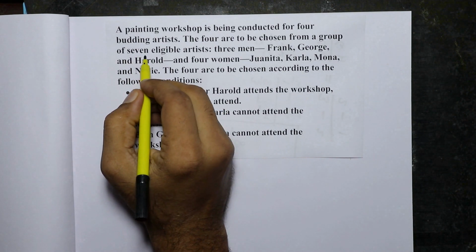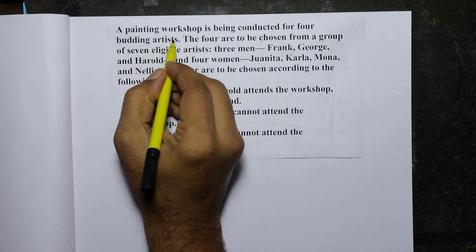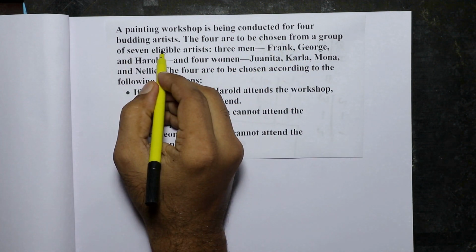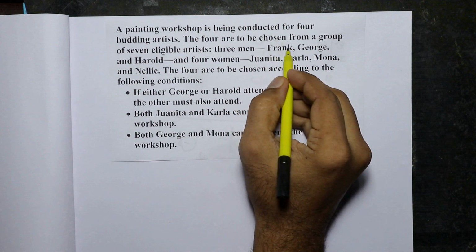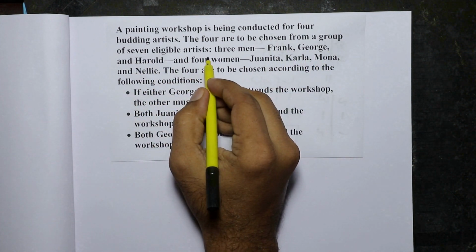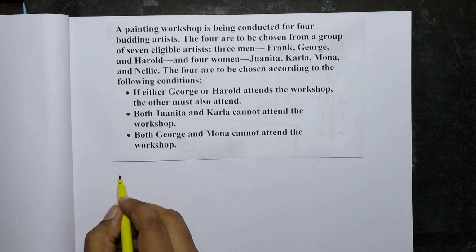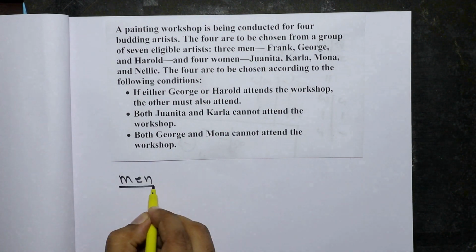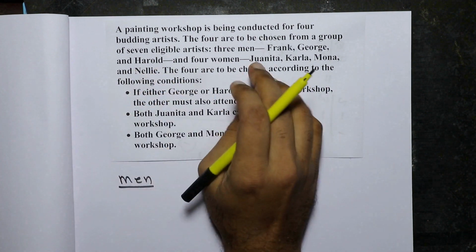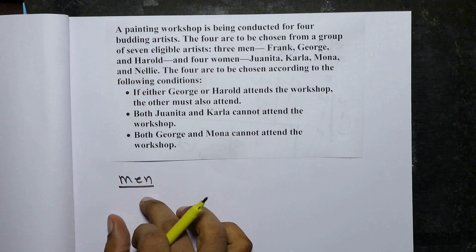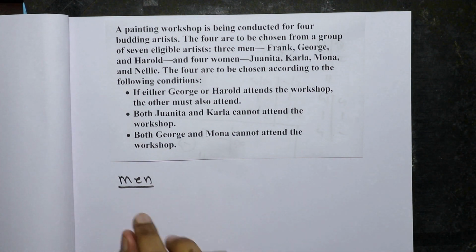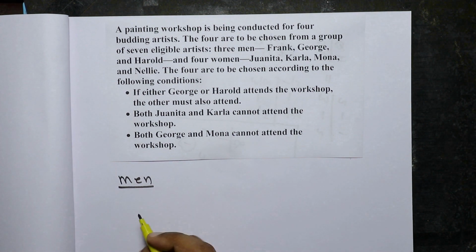Let us start with logical reasoning. A painting workshop is being conducted for 4 budding artists. The 4 are to be chosen from a group of 7 eligible artists. There are 3 men. So we need to represent all this data properly in a short form, so we can easily refer to that and get the answers to the questions.